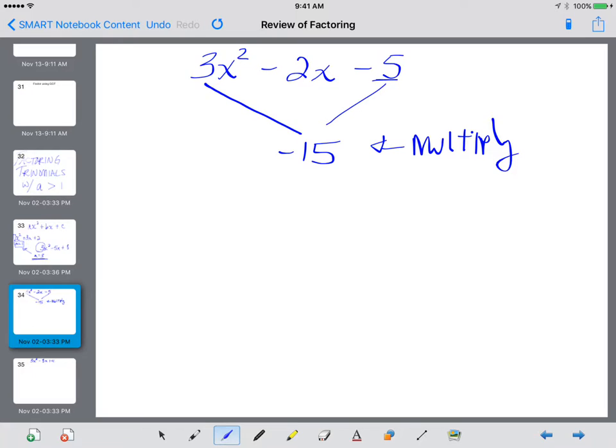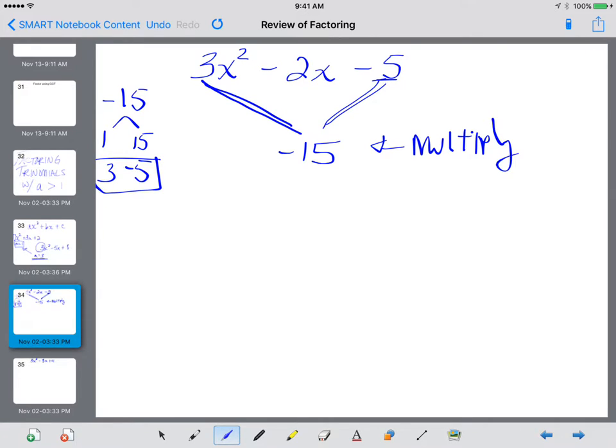So instead of using just this outside number, we use both the coefficient out front and this outside number, and we multiply them together. So let's think of negative 15. If we think of the factors, we've got 1 and 15, 3 and 5. Well, 3 and 5 is going to make negative 2 somehow, but which one would be negative? Well, that would be negative 5, positive 3.